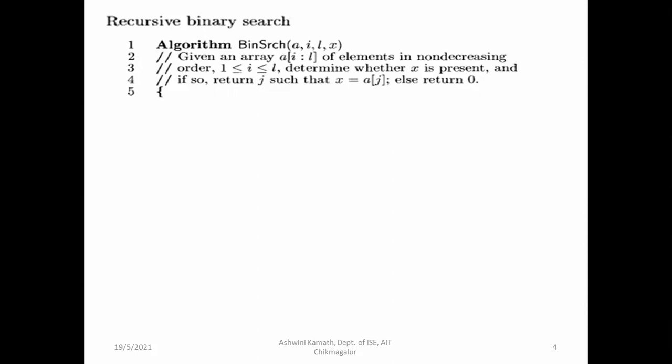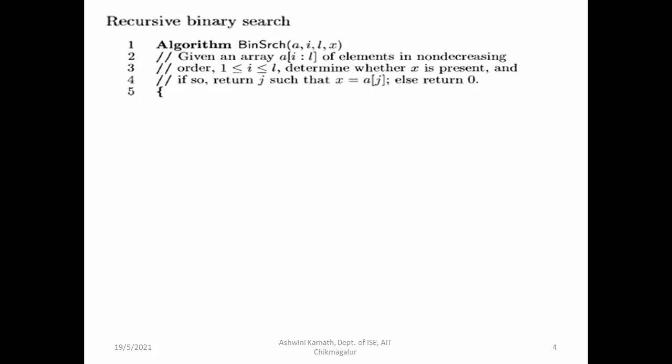So given an array A[i..l] of elements in non-decreasing order, where i is greater than or equal to 1 and less than or equal to l. Here you can consider i as the smallest index and l as the largest index. And x is the element that we are going to search. Determine whether x is present, and if so, return j such that x is equal to A[j]. Otherwise, return 0. So if x is present in the list, then return its index.